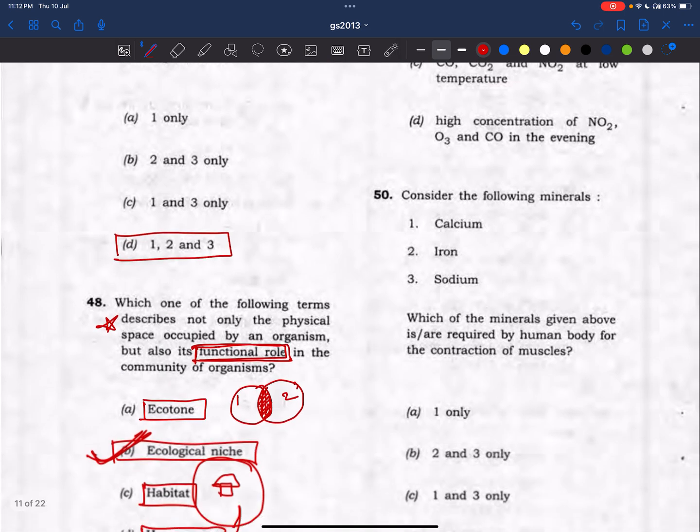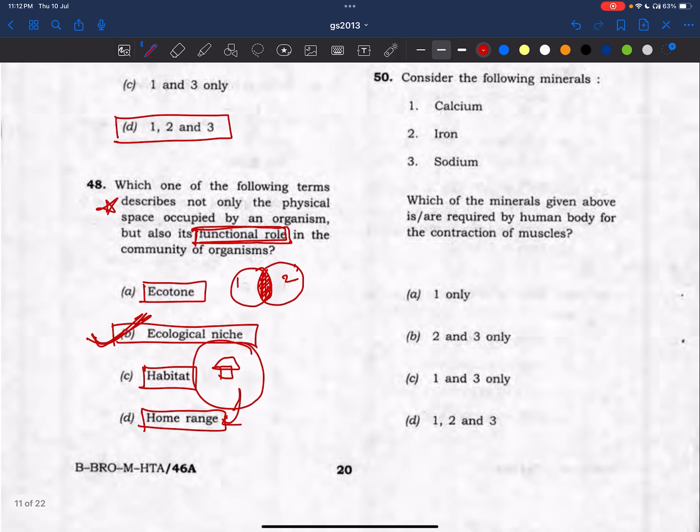Right? Now, coming to the 50th question. Consider the following minerals: calcium, iron, and sodium. Which of the minerals given above are required by the human body for the contraction of muscles?